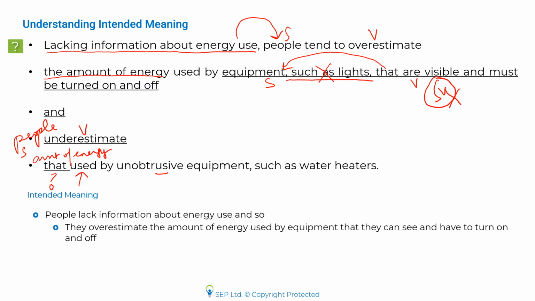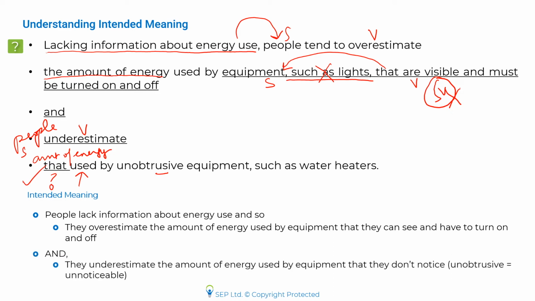Good. So clearly here, the second "that" is definitely fine, but this "that" is kind of correct in terms of its usage, but the "are" is incorrect. What we really therefore want to say is people lack information about energy use, and so they overestimate the amount of energy used by equipment that we can see and have to turn on and off, and they underestimate the amount of energy used by equipment that we don't notice, that is unobtrusive equipment. Fair enough. Let us now eliminate the other choices and choose the correct one.